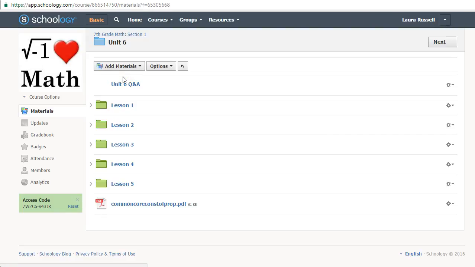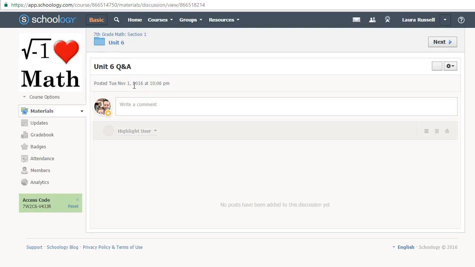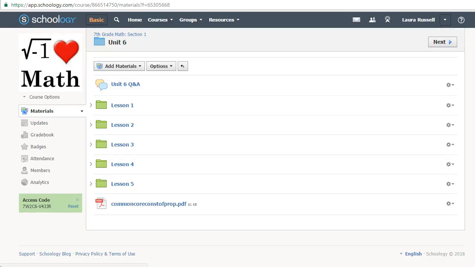So Unit 6 students would open this up and they would see these options here. The first option is to post a question, so they can post a question and receive feedback from myself or from one of their peers, which is a nice feature. And then these folders are for their lesson.